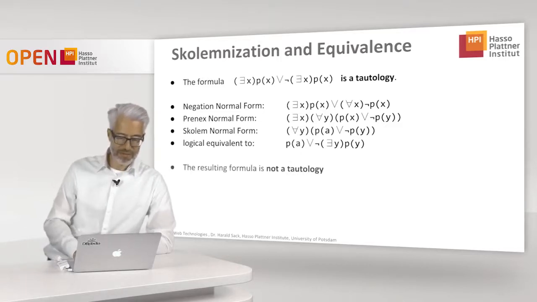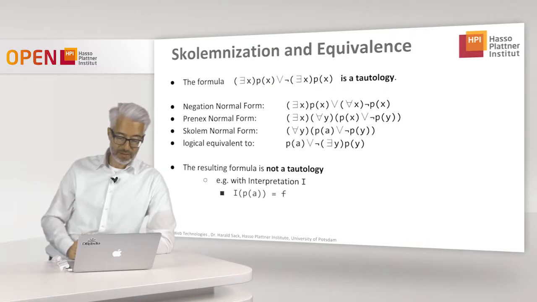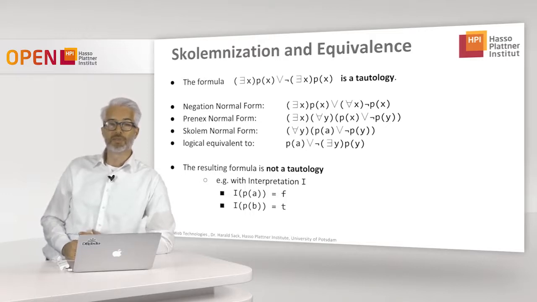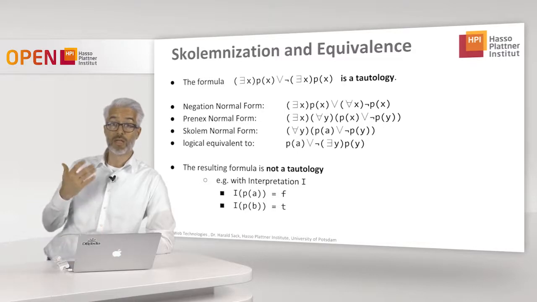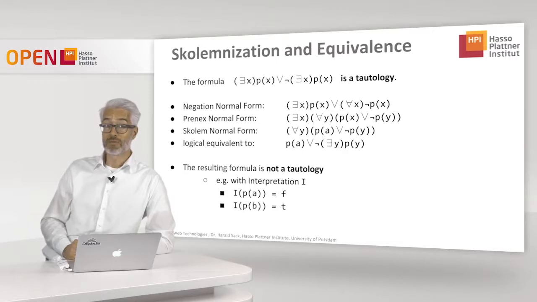Now I have to find an assignment, a variable assignment which produces something which is not a tautology. And this is pretty simple. First we define an interpretation for p of a, which should compute false. Then we assume that there exists another assignment for p of b, which computes to true. This would fulfill the existential quantification here. And then we negate it. Then we have false or not true, which means false or false, and this computes to false. So here we have an interpretation which is false, and therefore it's not a tautology. And we see exactly, this is one of the reasons, or here we have shown that the Skolem normal form is not an equivalence transformation. And therefore we have to take care.